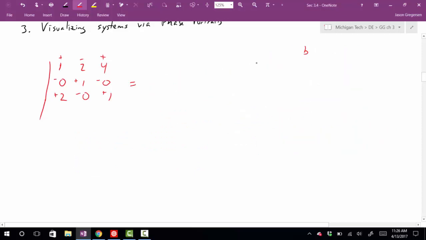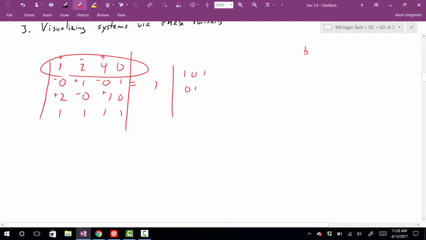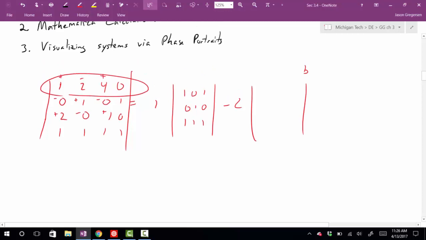You do it the same way, exactly the same way. Now I add a bunch of values here. I expand on the row. I get 1 times the subdeterminant. My subdeterminant now looks like this. Minus 2 subdeterminant. And all of those 3 by 3 determinants I have to break down into smaller 2 by 2 determinants. So how do you do a 4 by 4? Use Mathematica. All right. Any questions so far?